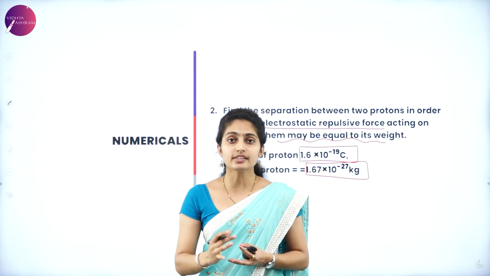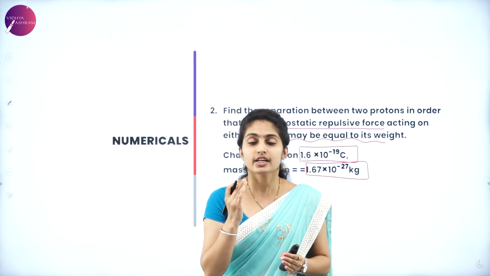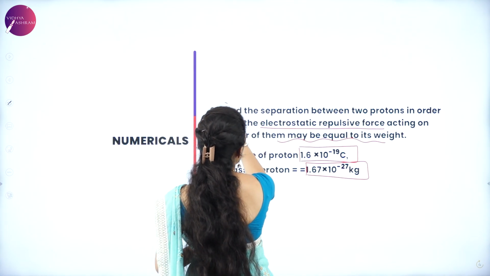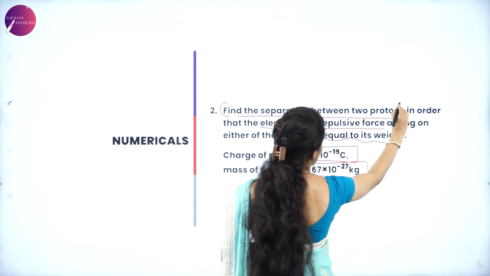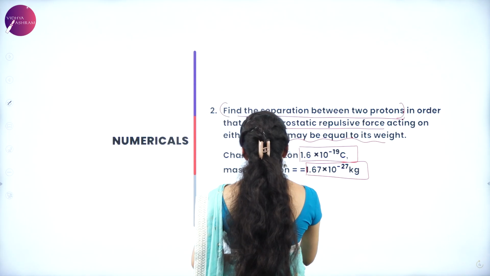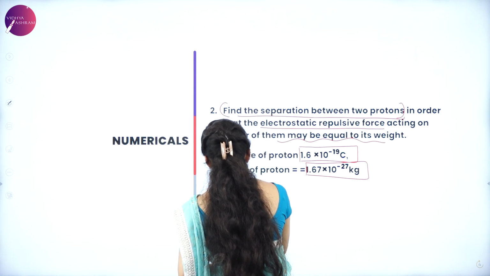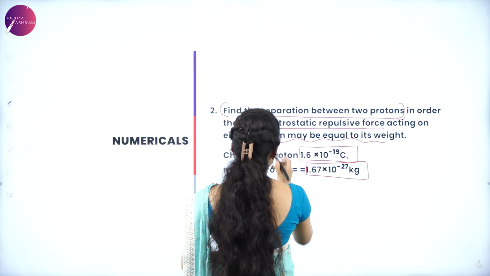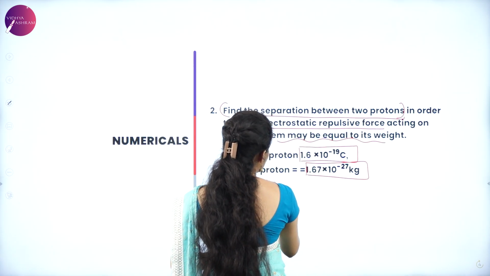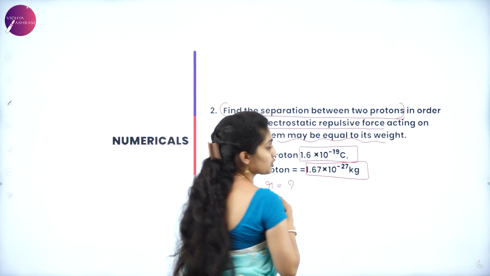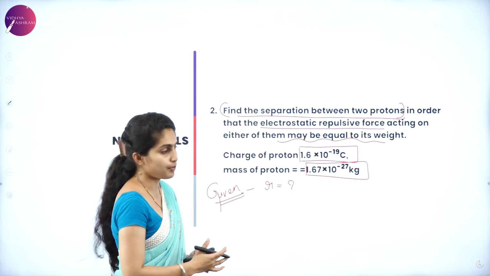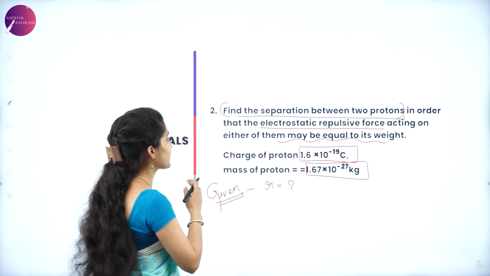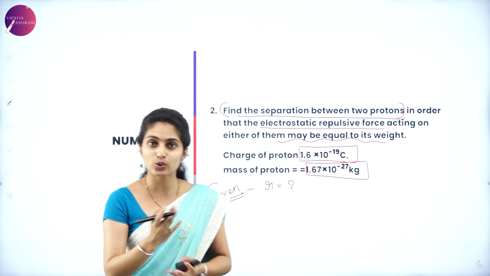Now, the thing is, we have to check the distance of separation in the question. That is, find the separation between two protons. So what are we having? It is given. In the given, we have the distance of separation to be found out. So we don't know this, so R is a question mark, in order that the electrostatic repulsive force acting on either of them is equal to its weight.